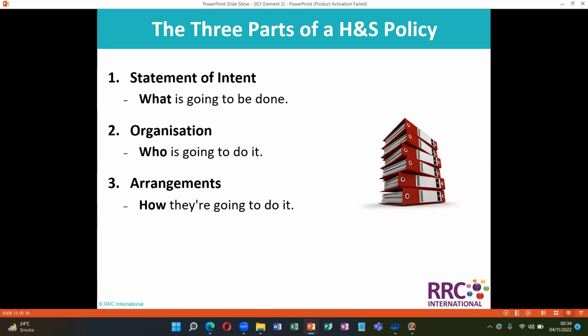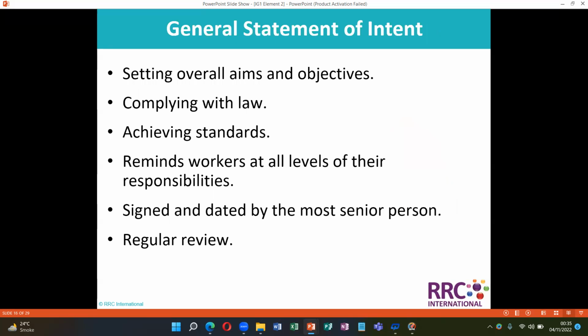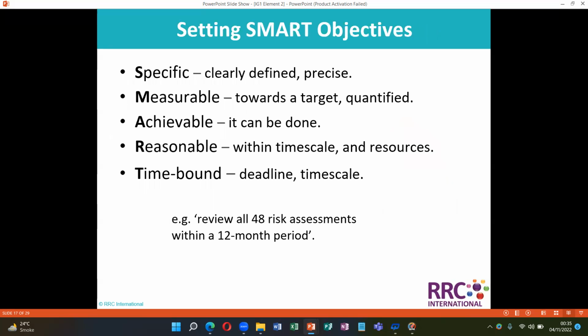The three parts of a health and safety policy: statement of intent, what is going to be done; organization, who is going to do it; arrangements, how they are going to do it. General statement of intent: setting overall aims and objectives, complying with law, achieving standards, reminding workers at all levels of their responsibilities, signed and dated by the most senior person, with regular review.